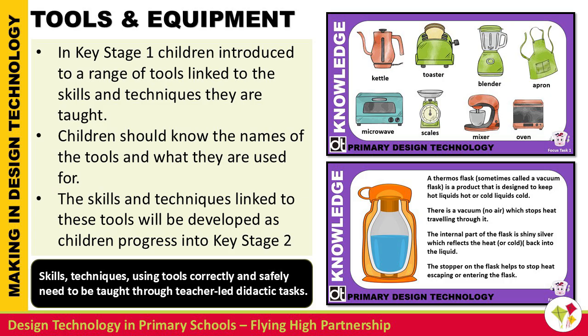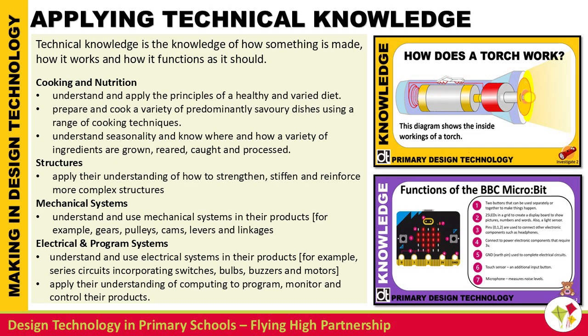In Key Stage 2, children should develop an understanding of selecting the right tool for the task and being able to use that tool with less guidance and more independence. Technical knowledge is the knowledge of how something is made, how it works, and how it functions as it should. Children should be taught the specific technical knowledge related to the project that they are undertaking and the product they are designing and making. Once they understand this technical knowledge, they then apply it when designing and making their product.